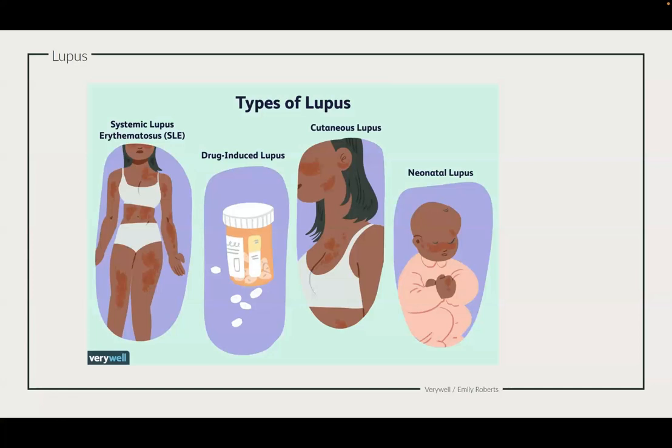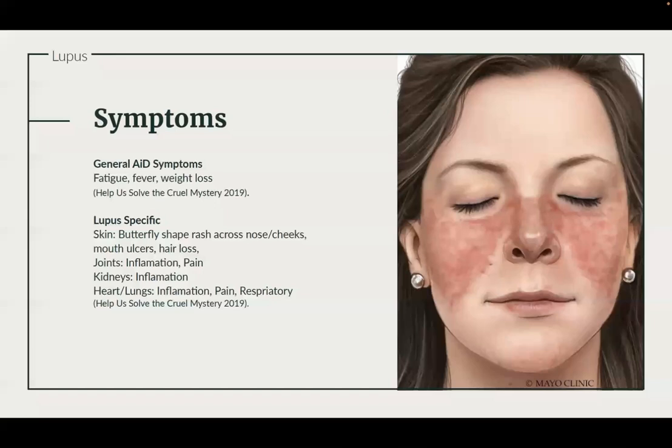And then the fourth type is neonatal lupus. This is when newborns of mothers with lupus are affected, so it is passed down from the mom, and it causes skin rashes, liver problems, and blood disorders within the infant. It's normally temporary and resolves within the first 6 months.